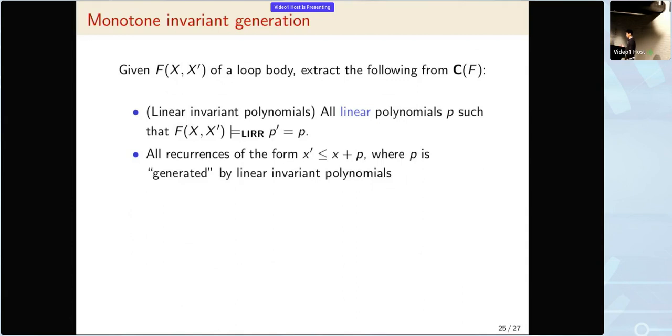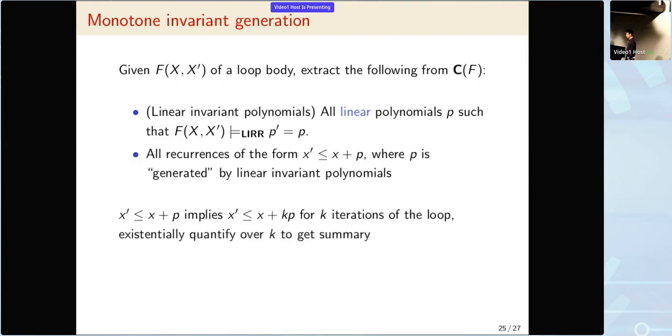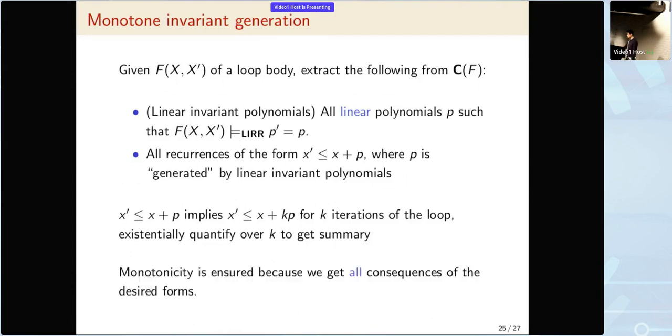Then we extract all recurrences of the form x prime less than or equal to x plus P, where P is polynomially generated by the linear invariant polynomials. And once we have x prime less than or equal to x plus P, since P is a polynomial whose value doesn't change across iterations, then for k iterations, you have x prime less than or equal to x plus kP. And by quantifying over k existentially, you get a loop summary. So monotonicity is ensured here because whenever we do consequence finding, we are always extracting all consequences of the desired forms.